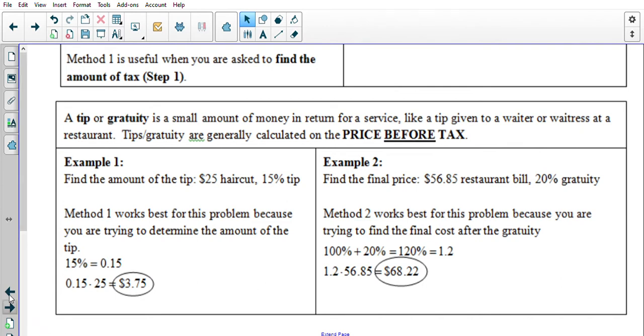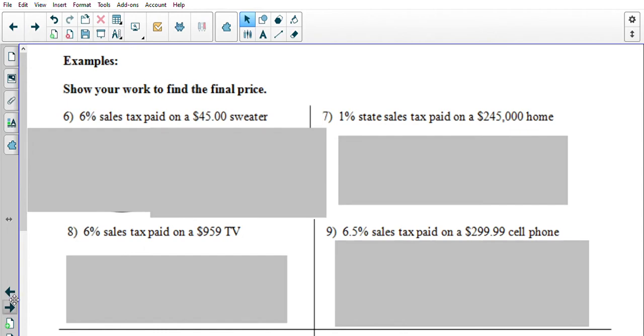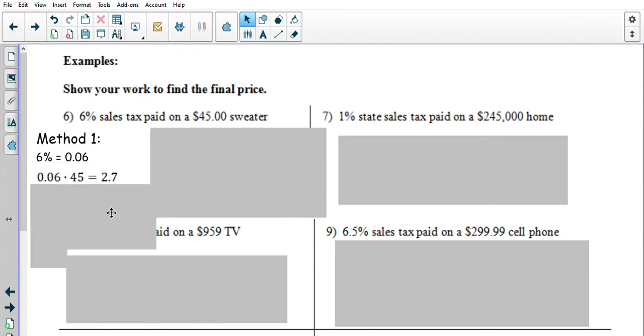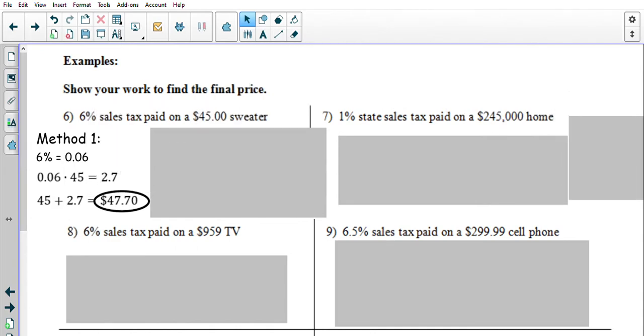All right, let's take a look at some practice. Number 6, we are asked to find the final price after sales tax for at least the first 4, and then we get to some tip and gratuity. Number 6, 6% sales tax paid on a $45 sweater. Method 1: 6% as a decimal is 0.06. Multiply that by 45 to get 2.7.